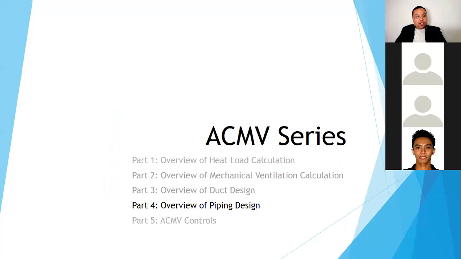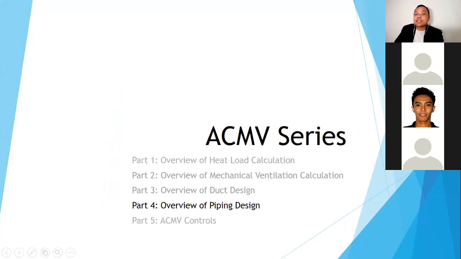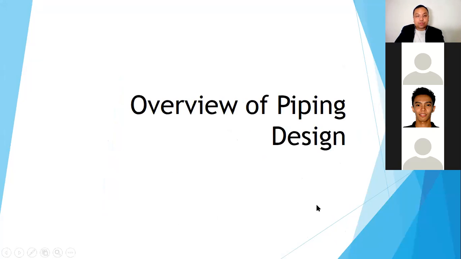So for tonight, we are at part 4 of our ACMV series, overview of piping design. The first part was heat load calculation. Then we have ventilation calculation. Then we have ducting design, and now we're on piping design. Next week, our training will be on ACMV controls. So for tonight, we are doing the overview of piping design.